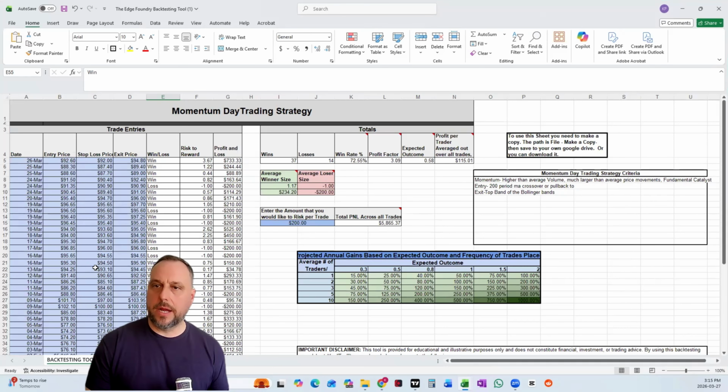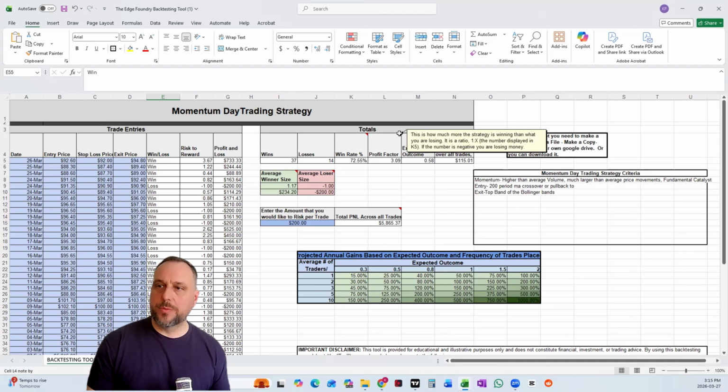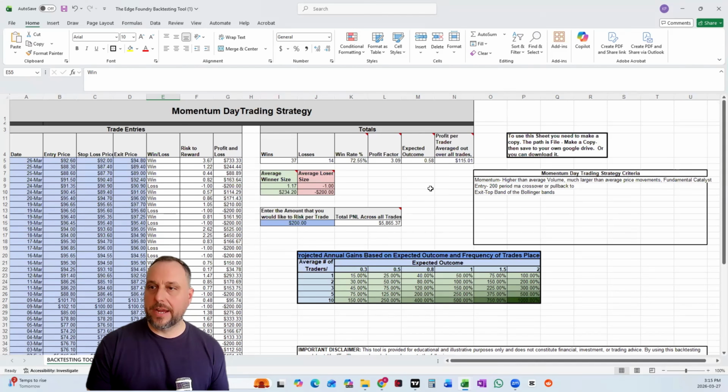Let's see what we got here. We got 37 wins, 14 losses for a 72% win rate. That's really, really good. Profit factor is 3.09. Of course, this is how much more the strategy is winning than what you were losing. So it's got a pretty strong profit factor.